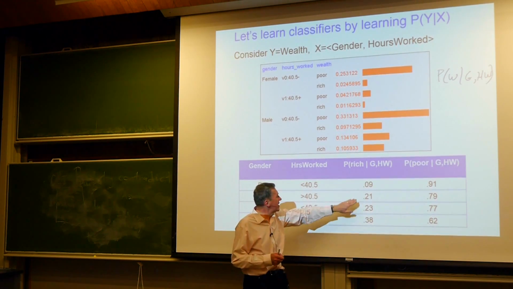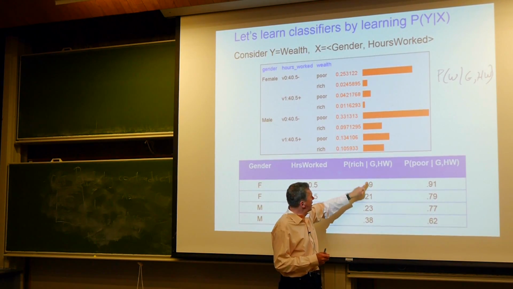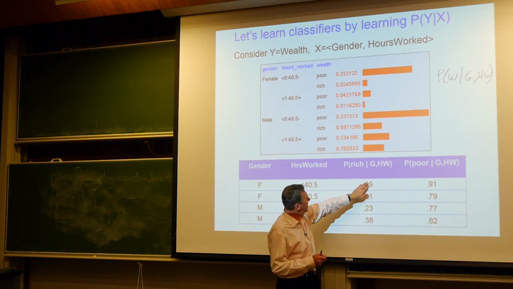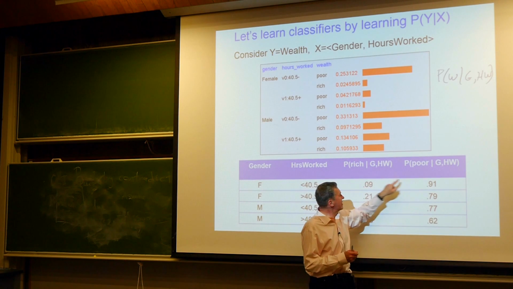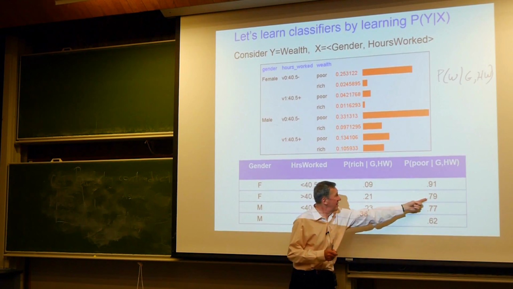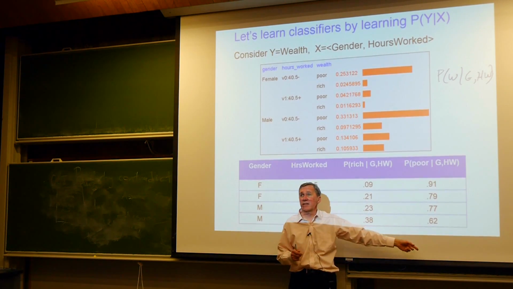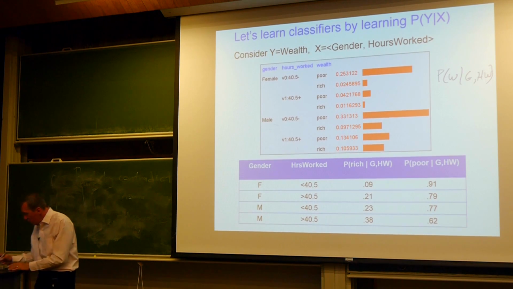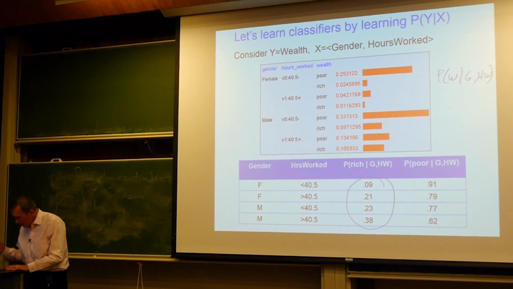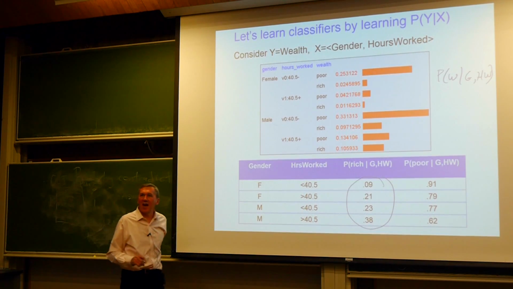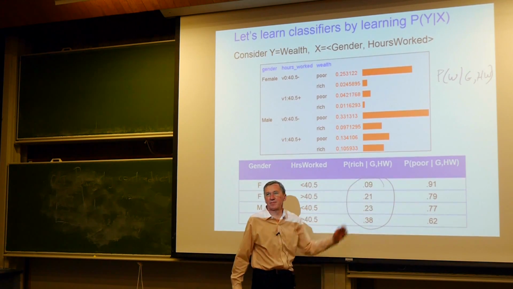4, right? Because notice the probability that you're rich, given G and HW, some value of that, is just 1 minus the probability that you're poor. These 2 numbers have to sum to 1, and in fact they do in every case. So really here we have to estimate 4 parameters. For example, we could estimate these 4, and then these we can just calculate. The second column we can just calculate as 1 minus these.